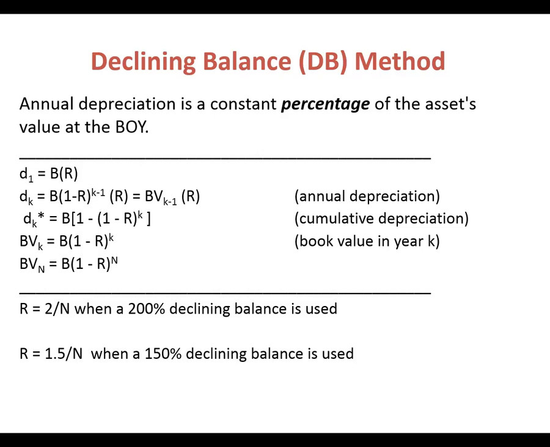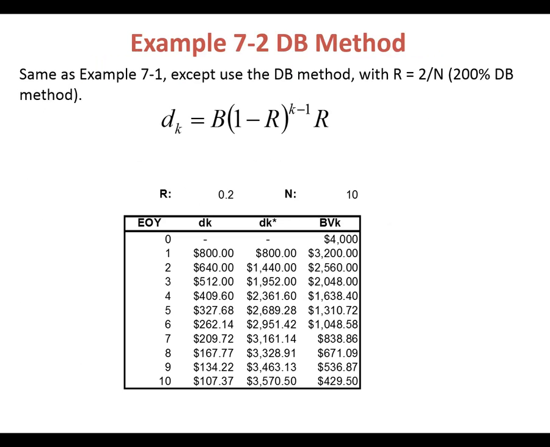Let's say that we're going to do a 200% declining balance. So if we have 200% declining balance, what that means is that we want to have 0.2 as our R value. And so if $4,000 was the initial upfront cost, then the depreciation in year one was $800. So we lost basically 20% of that previous book value during the first year. So you see the cumulative depreciation is 800, which means the book value at the end of the first year is 3,200. So now what's 20% of 3,200?